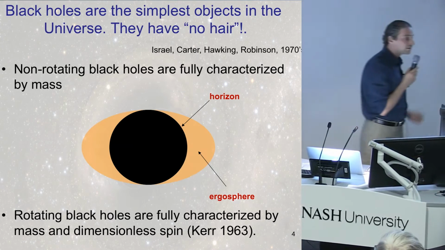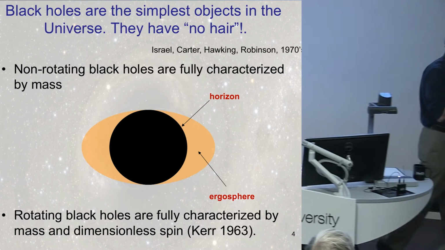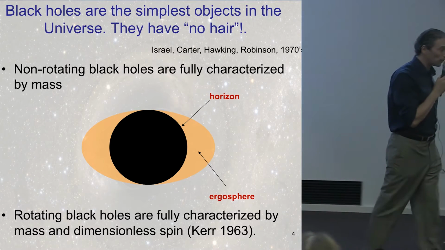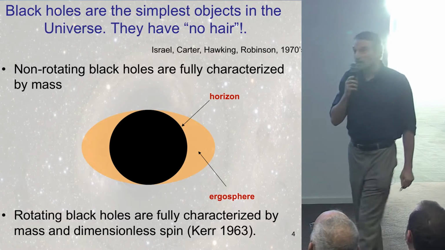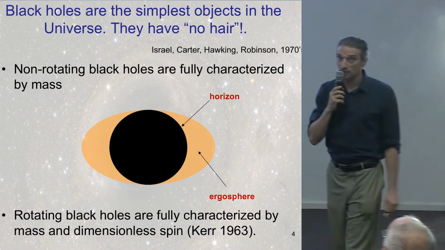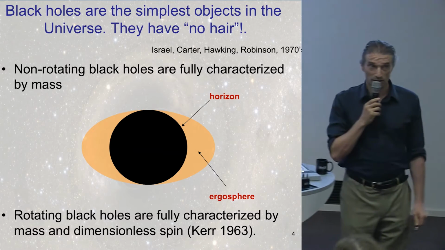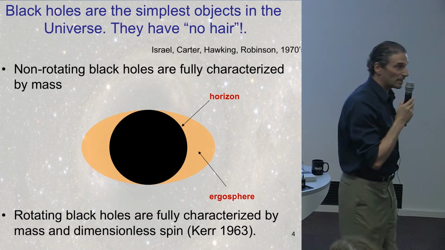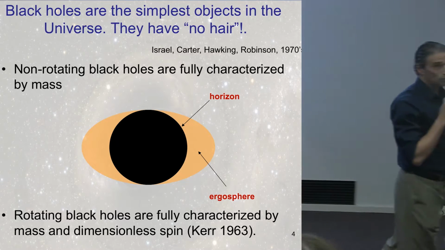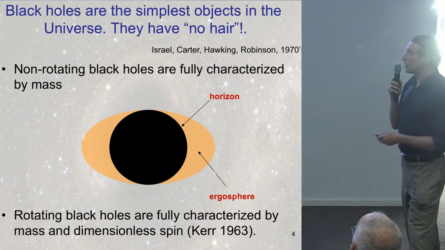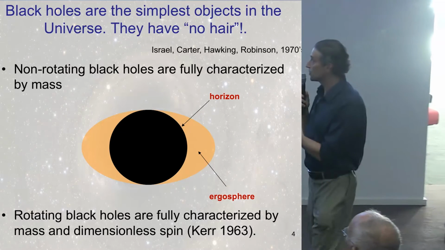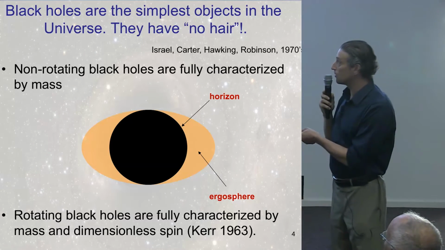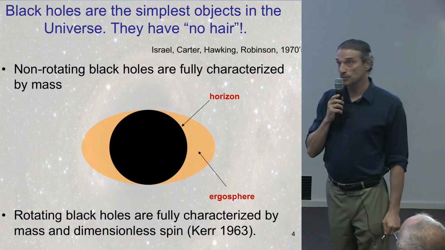It took a while, through the work of many very intelligent people, to understand that black holes are actually very simple objects. In fact, in some sense, they're the simplest objects in the universe. All of the black holes which exist in the universe, and I have a drawing of a black hole, are described by just two numbers.